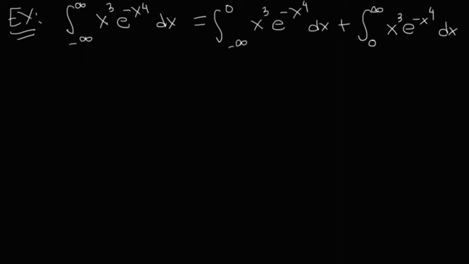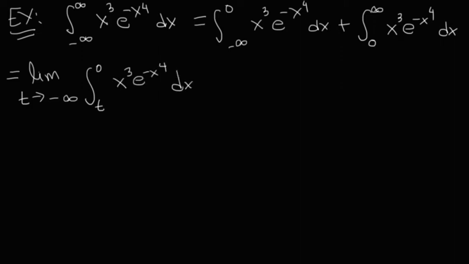Now remember in the other one, we split these up into limits. So I'm going to do that right now. We're going to have the limit as t approaches minus infinity, and then we're going to have a t and then a 0, and everything else stays the same. And then the second one, we're also going to set up a limit. I use the same letter, t again, just so that it's not confusing. 0 to t, x cubed e to the negative x to the 4 dx.